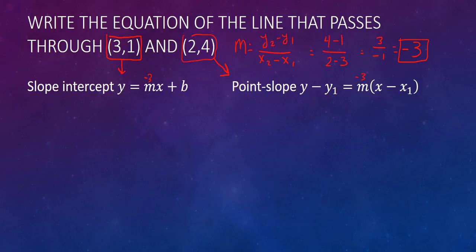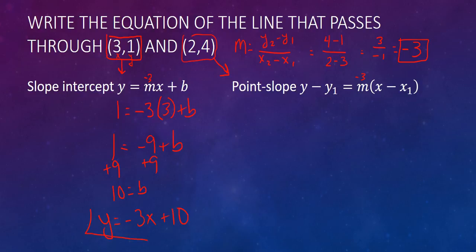So in this first one, I'm using (3, 1) for my x and my y. So y is 1, slope again was negative 3, and x was 3. So negative 3 times 3 is negative 9. I need to add 9 to both sides. So 10 equals b. So I have the slope of negative 3 and the y-intercept of 10. So both of those need to be put in so that I have my equation.